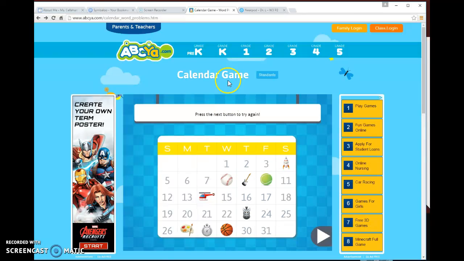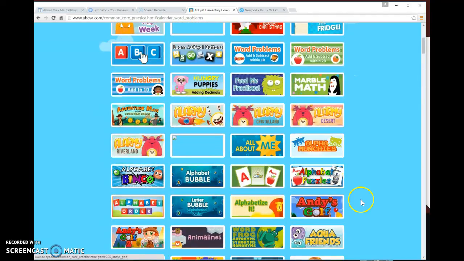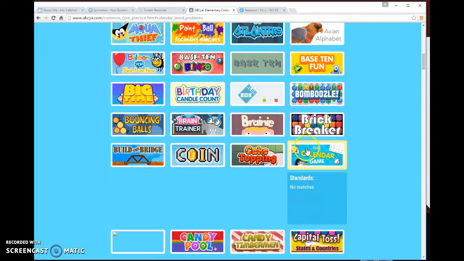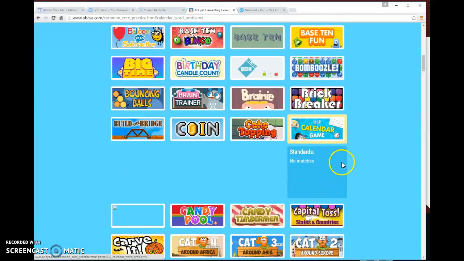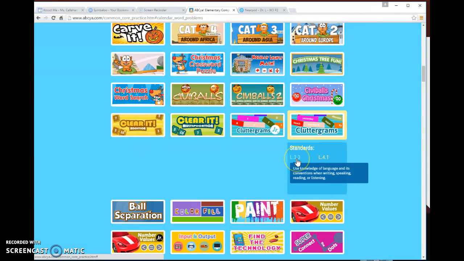So ABCya is a great website. They have lots of games and activities for all different grades, and if you go into the standards category, it will let you look at different games that are associated with different standards. Although it says no standards were matched for the calendar game, we know that it does help them practice the skill of looking at the calendar. But if you go into some of the other games, it'll let you see the standards and how it relates to the game, so it's easier for you to incorporate them into your lessons.